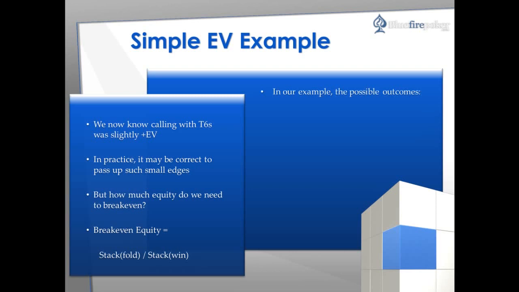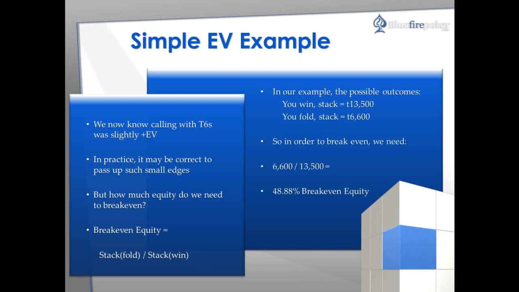So in our example, the possible outcomes were we either win and had a stack of 13,500, or we fold and had a stack of 6,600. So in order to break even, we would need about 48.88% equity in the hand. And against villain's 100% shoving range, we saw that we can call with about 53.2% of hands when we looked at it in Wiz.